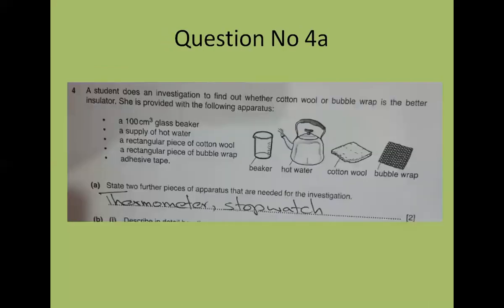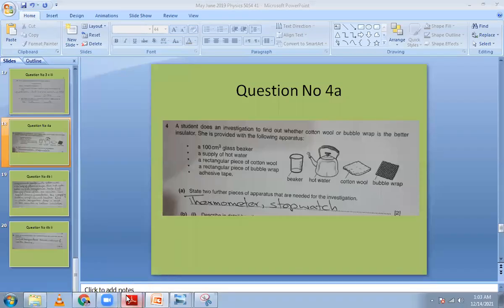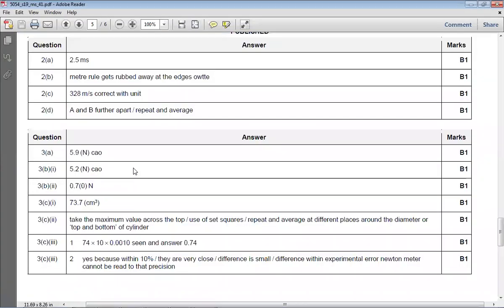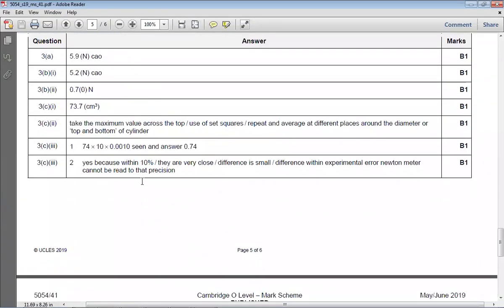Okay. So we are going to the next question, but before going to it, let us check the marking scheme. We are done with question number 3, and on your screen, the marking scheme of question number 3 is showing up. You can check your answers, the answers you have written for the theory questions. It's very, very important to compare your answers with the marking scheme. Okay, so let's go to the next question.